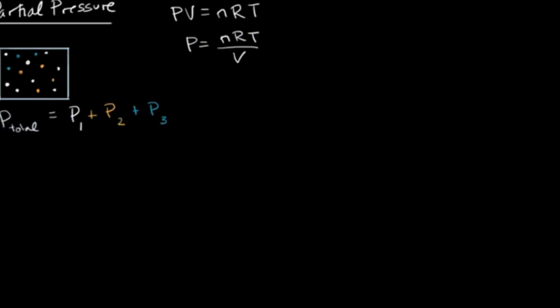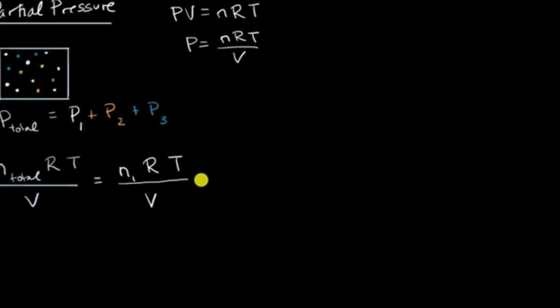Our total pressure, that would be our total number of moles. So let me write it this way. N total times the ideal gas constant times our temperature in Kelvin divided by the volume of our container. And that's going to be equal to, so the pressure due to gas 1, that's going to be the number of moles of gas 1 times the ideal gas constant times the temperature. The temperature is not going to be different for each gas. We're assuming they're all in the same environment, divided by the volume. And once again, the volume is going to be the same. They're all in the same container in this situation.